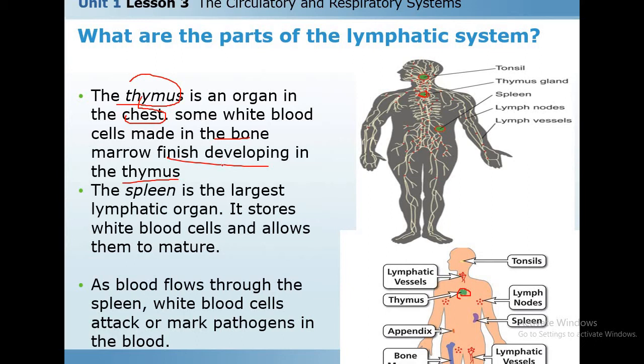The spleen. The spleen is the largest lymphatic organ. The function of the spleen is to store white blood cells and allow them to mature. As the blood flows through the spleen, the white blood cells present in the spleen attack or mark pathogens in the blood.